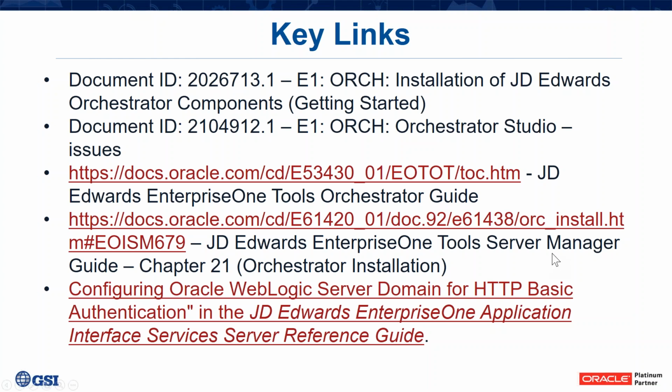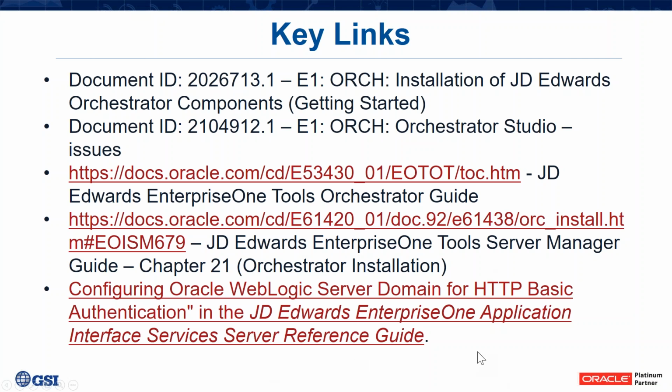You need the Tools Server Manager Guide. So you've got to have that because Chapter 21 teaches you how to load the orchestrator. It's no different than any other component that you install in Server Manager. You download the PAR file from Oracle, you upload it, you distribute it to the server, and then you go through. You're going to have to create a JVM on the back end to work with. Then you install the components, and basically you click create, and 15 minutes later it's there.